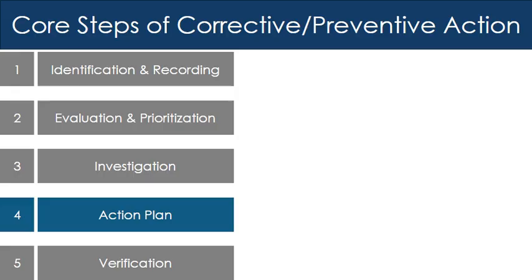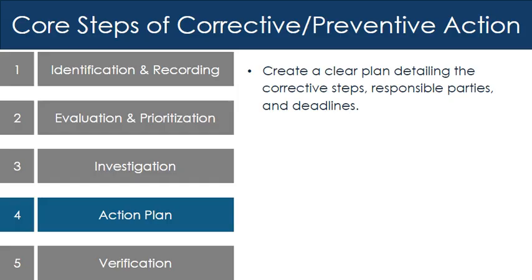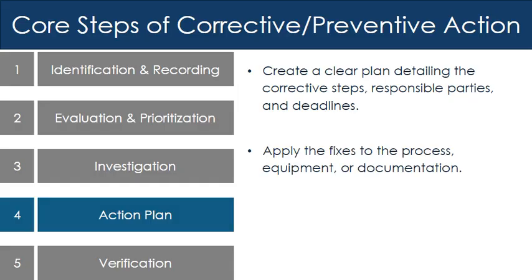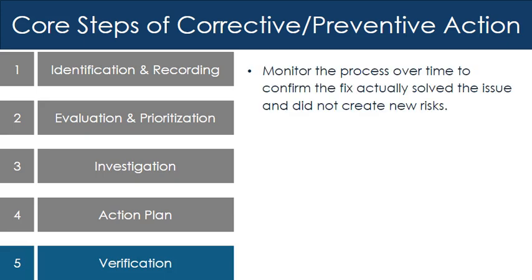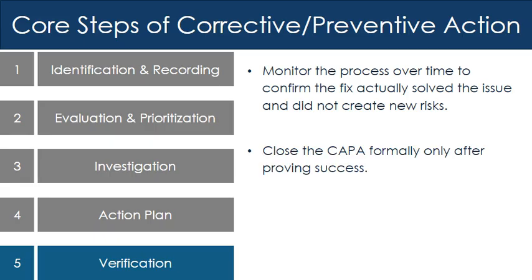4. Action Plan Development and Implementation. Create a clear plan detailing the corrective steps, responsible parties, and deadlines. And apply the fixes to the process, equipment, or documentation. And 5. Verification of effectiveness. Monitor the process over time to confirm the fix actually solved the issue and did not create new risks. And close the CAPA formally only after proving success.